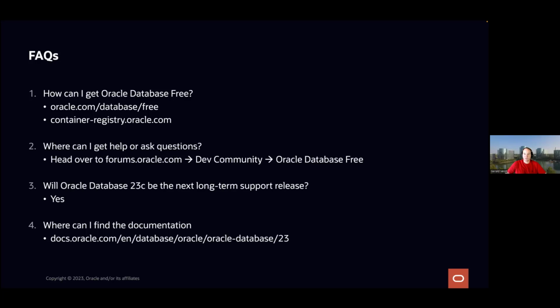And where can you find the documentation? If you head over to docs.oracle.com and then either click on Oracle Database there, or you go to docs.oracle.com/en/database or /Oracle, you will find the documentation set for Oracle Database 23C free developer release. You will also see a banner on the top telling you that this is for the developer release, so that you know that you are on this new developer release and not on 19C or 21C.